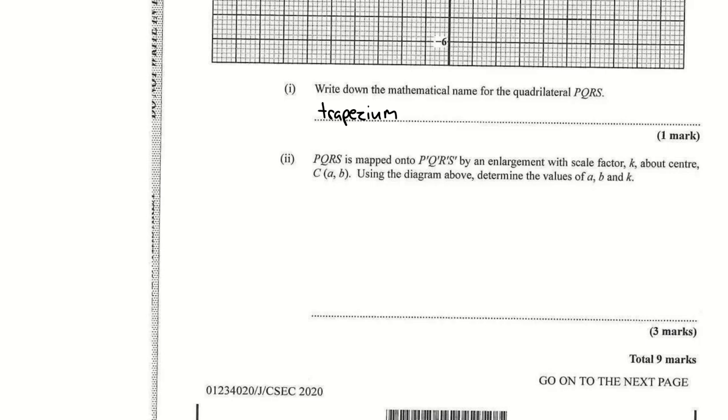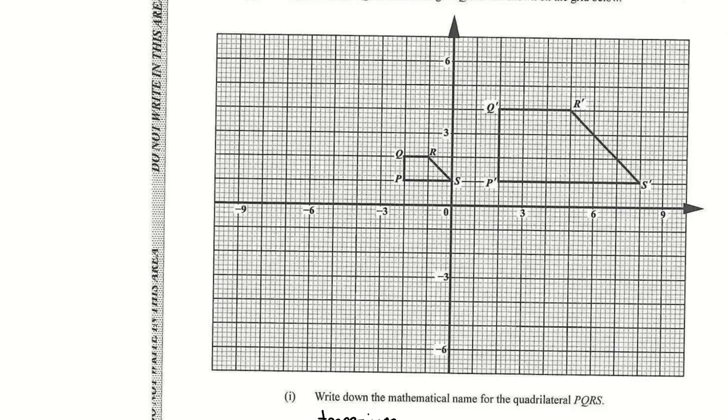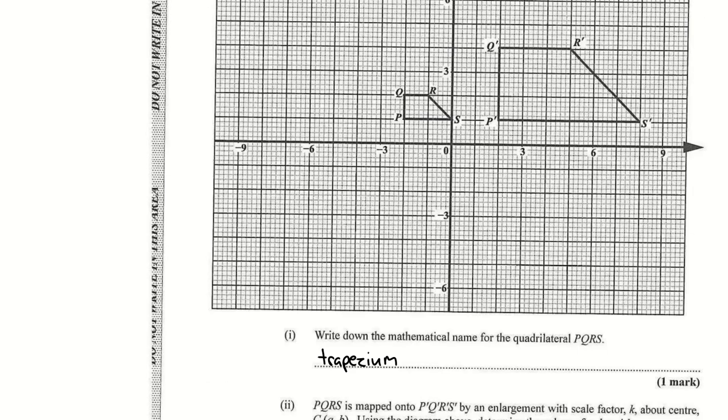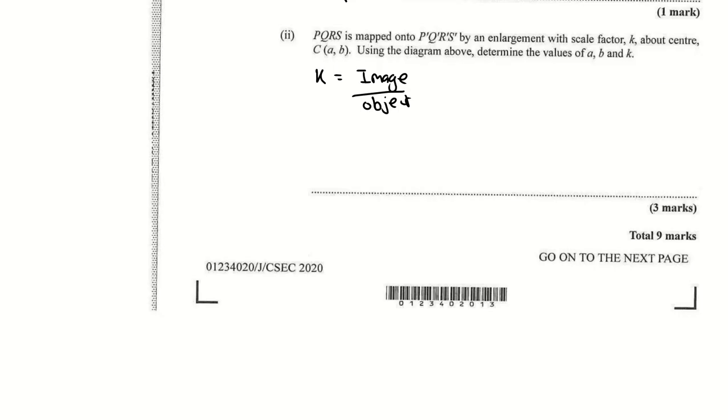Then part 2, they told you the enlargement. PQRS is mapped onto image PQRS by an enlargement with a scale factor of K about center C(A, B). Using the diagram above, determine the values of A, B, and K. Now K is going to be easy to find. It is the length of your image divided by the length of your object. Let's take one length: the image is 1, 2, 3, and the corresponding side for your object is 1. So this would be 3 divided by 1. So K is equal to 3.